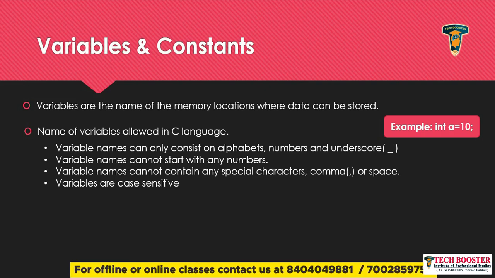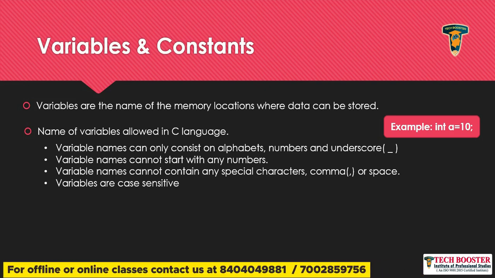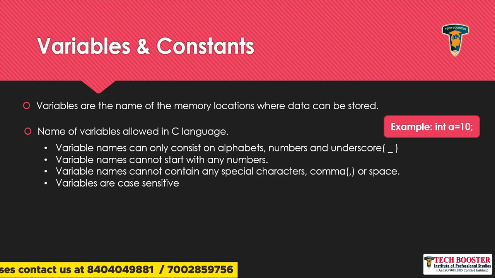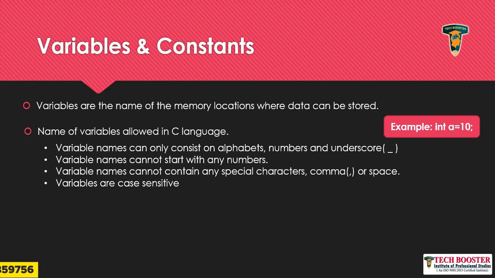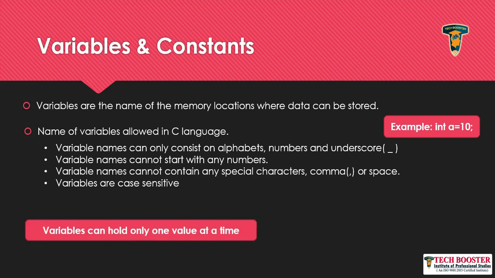In this case I have considered small a. If you consider another variable int capital A equals 20, in that case our compiler will consider small a and capital A as two different variables. This is very important.